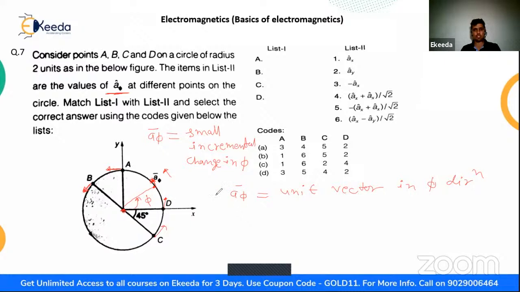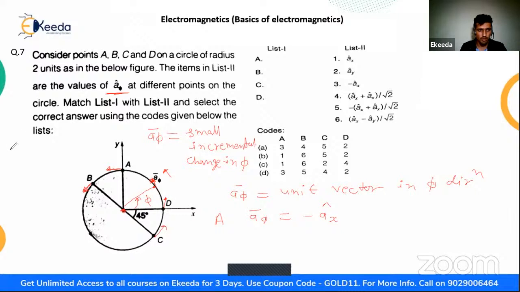So you just need to break up this. At point A, what will be the breakdown, or you can say bifurcation, of this vector a phi? You have to just break it down into two components, x and y. It's already in minus ax direction. So a phi is equal to minus ax, the unit vector in minus x direction. And there is no component of this in y direction because the angle is 90 degrees.